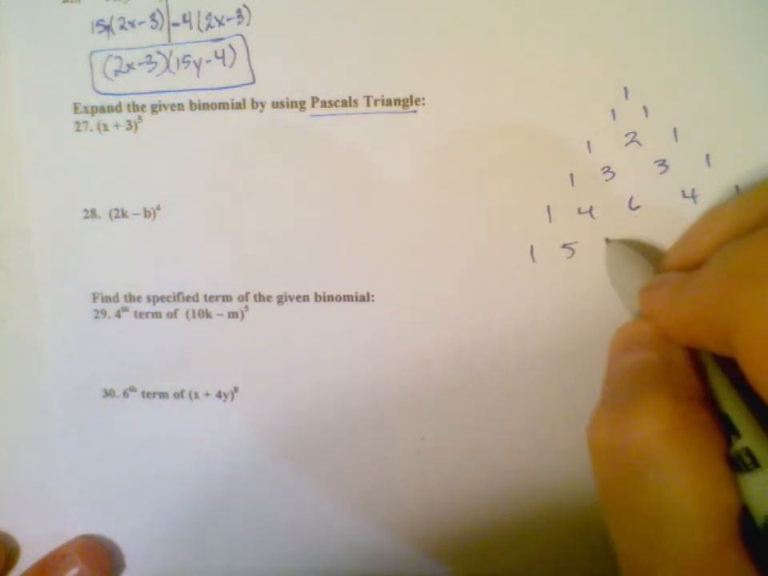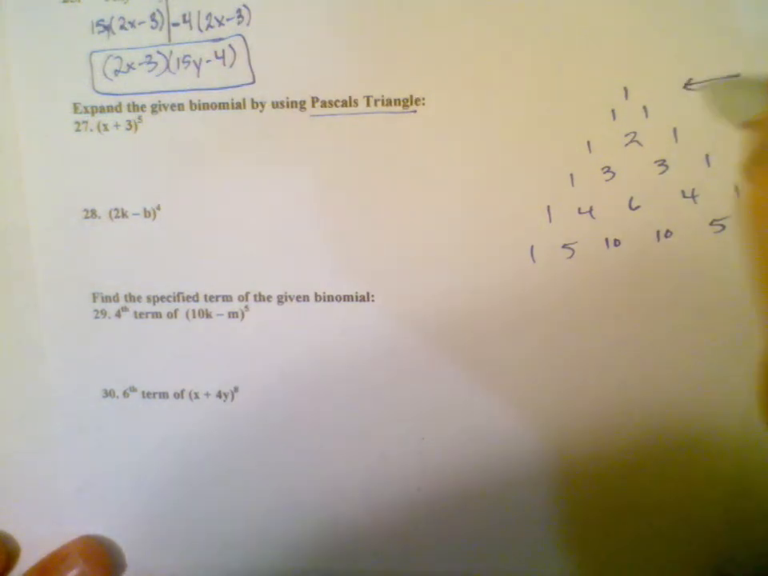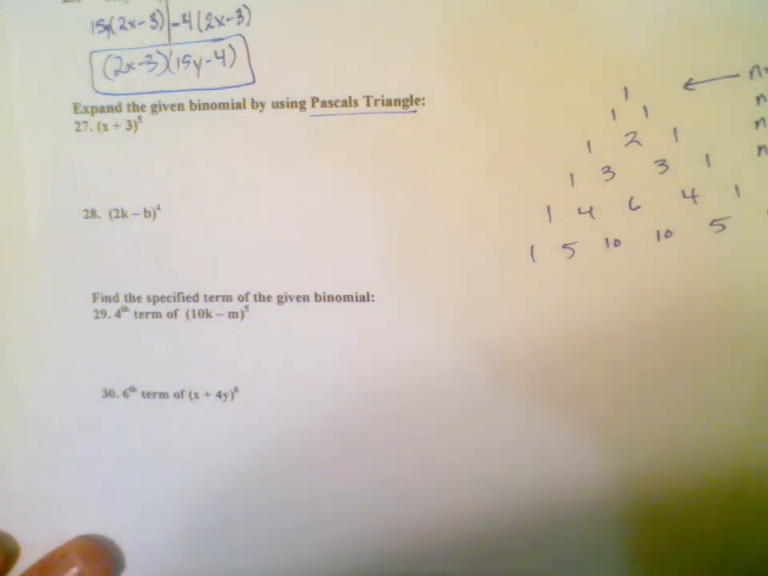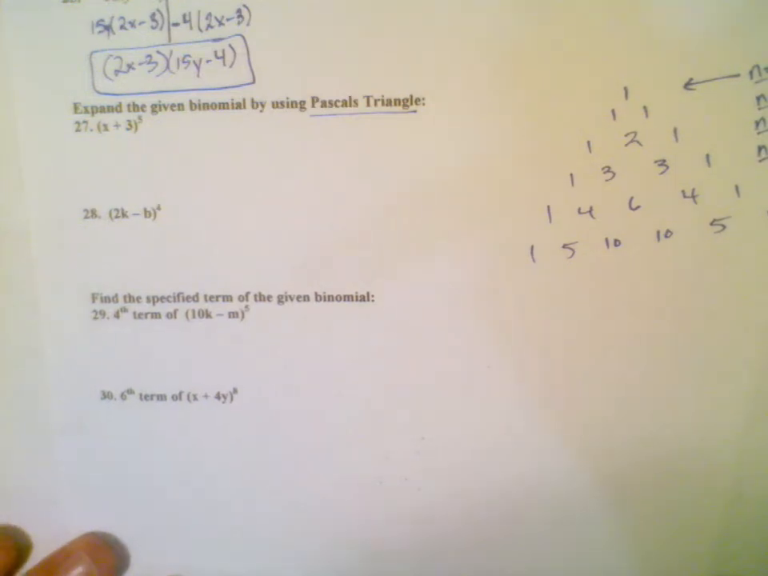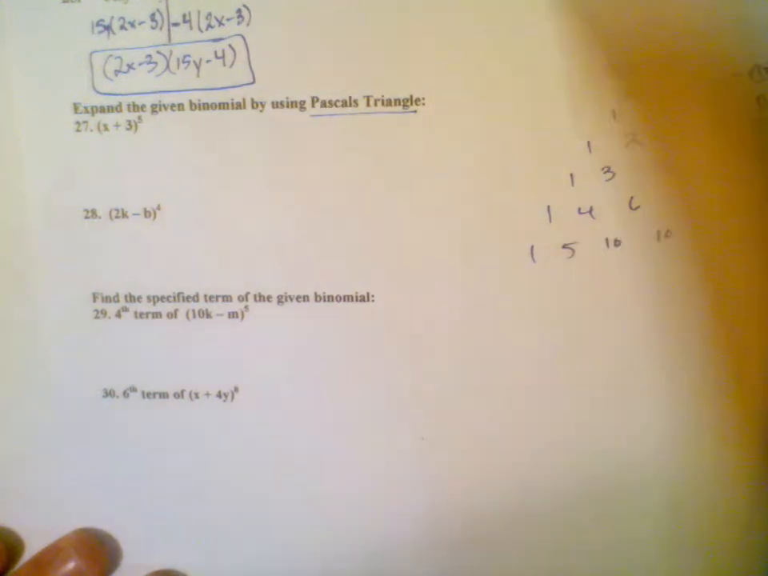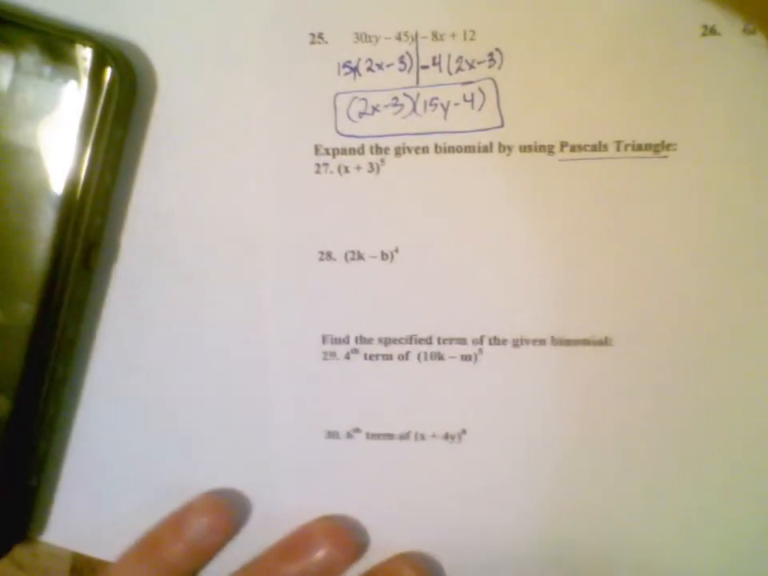One, 5, 10, 10, 5, 1. And remember, Pascal's triangle starts at n equals 0. This is 0, 1, 2, 3, 4, 5. So those are the levels of Pascal's triangle right there. Okay. And then I'll just do this number 27 here quick.